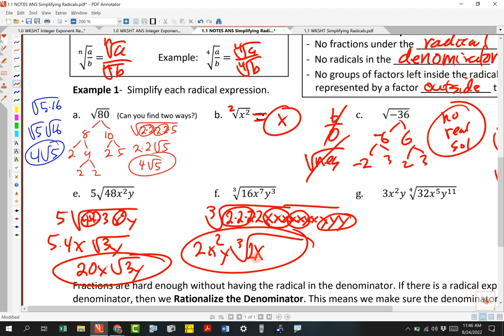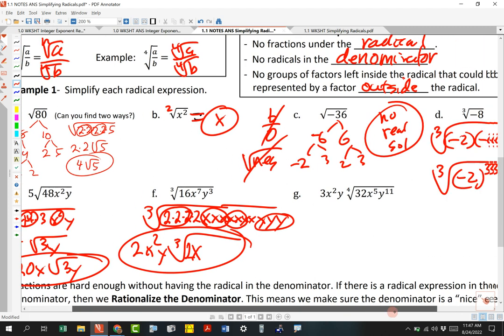If you have 7 x's, how many groups of 3? 2. So there's the 2 on the outside. How many are left on the inside? 1, because that 1 was left over. 3 y's, how many groups of 3? 1. So that's why there's 1 on the outside, none left on the inside. Everybody good with that? Okay.